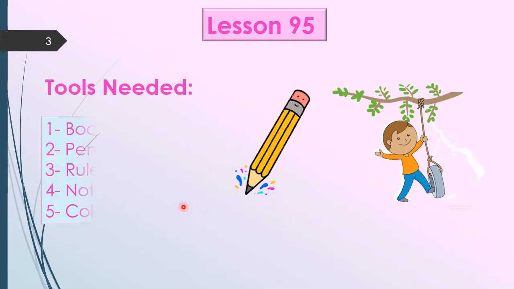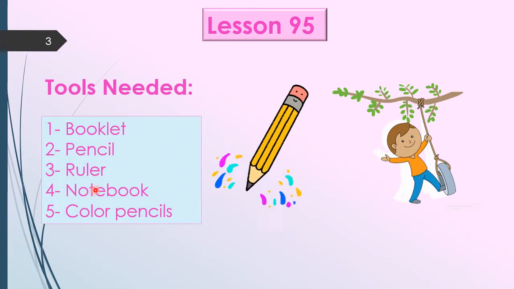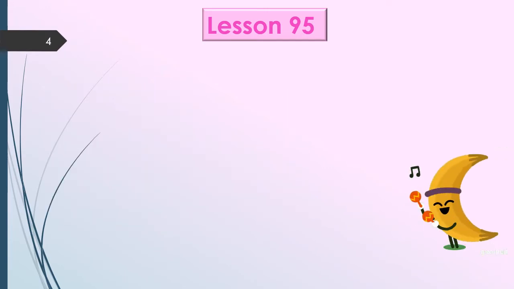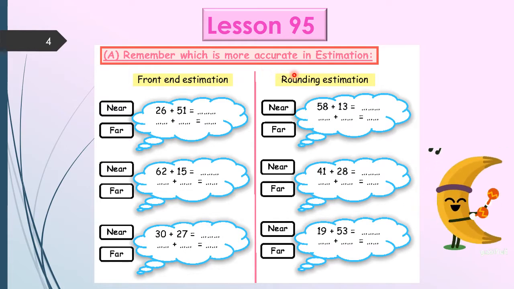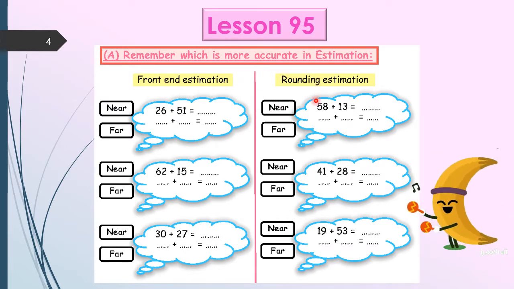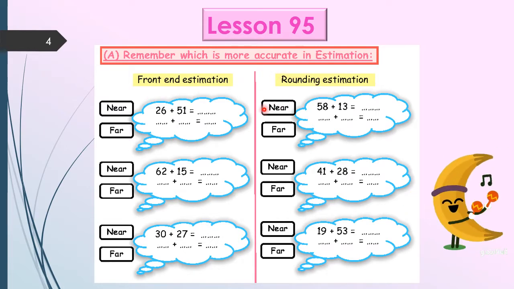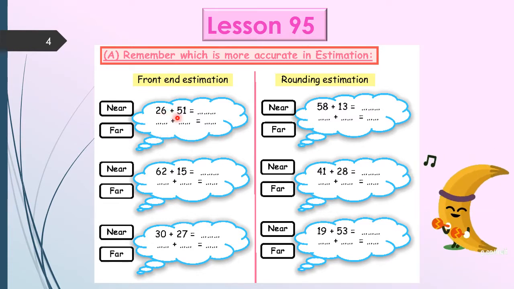Our tools will be booklet, pencil, ruler, notebook, and colored pencils. Let's remember which is more accurate in estimation, front end estimation or rounding estimation. Let's go and check. 26 plus 51.